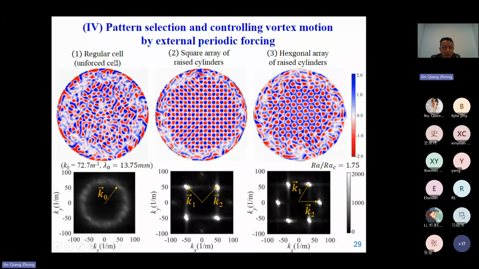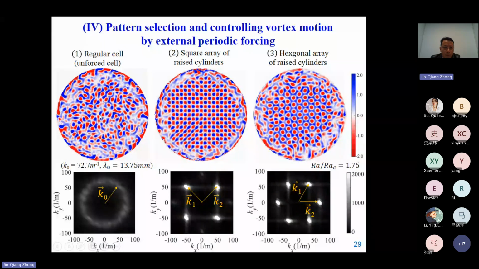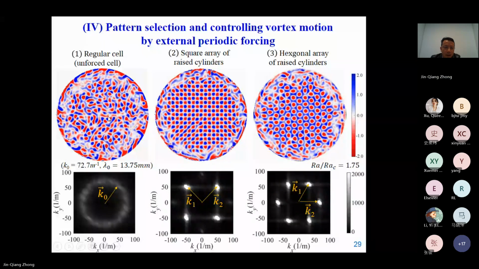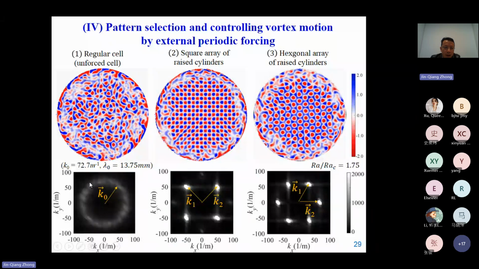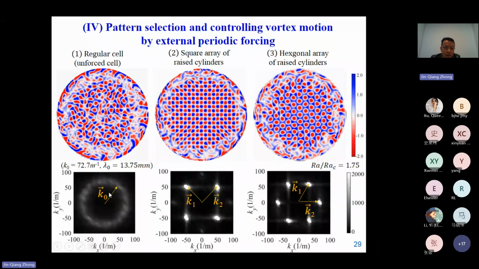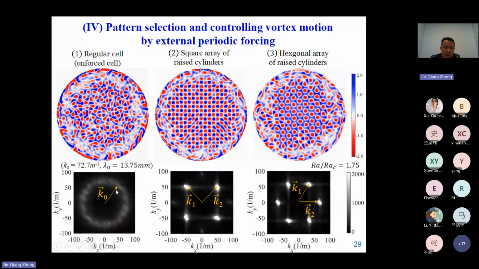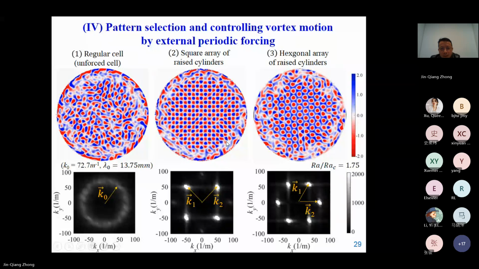In a regular cell, when these cylinders are absent, we see again the random motion of the vortices. Since each vortex maintains a certain distance from its neighbors, in the Fourier spectrum of the vorticity field, we see a ring structure with a radius k0 representing the mean vortex spacing.